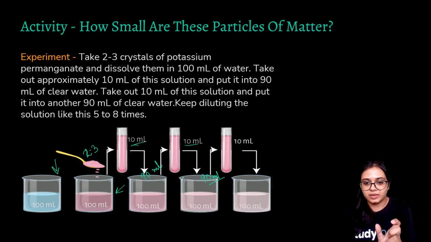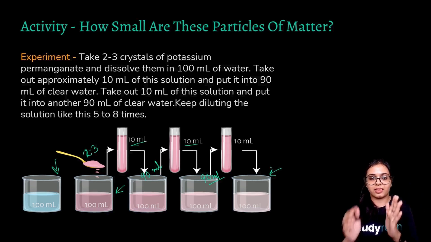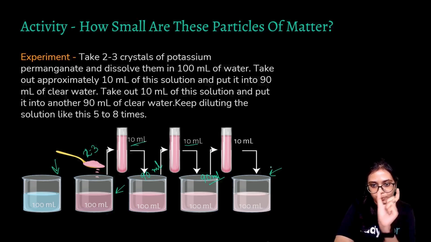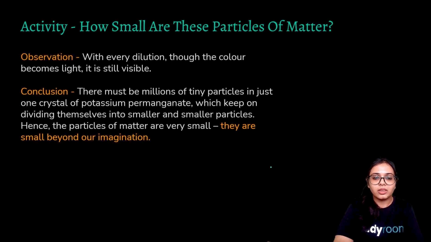The pink color is decreasing and in the end, we do get a slightly faded pink color solution, but the color has most obviously faded, and the level of the water is the same, the level has not risen. So what can we conclude? We can conclude that with every dilution, though the color becomes lighter, it is still visible. There must be millions of tiny particles in just one crystal of potassium permanganate, which keep on dividing themselves into smaller and smaller particles. Hence, the particles of matter are very small.